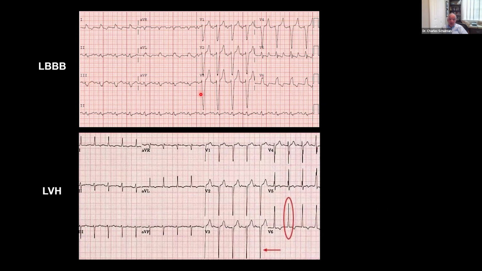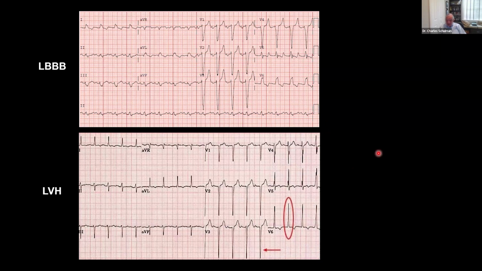Here is left bundle branch block, wide QRS. If you look in V1, the QRS has a dominant S wave. That is, the main vector is traveling away from V1. V1 is located on the right side of the chest, so it's traveling away from V1, indicating left bundle branch block. What you also notice is that there's ST elevation in V2, V3, and V4. Okay, is this a STEMI?